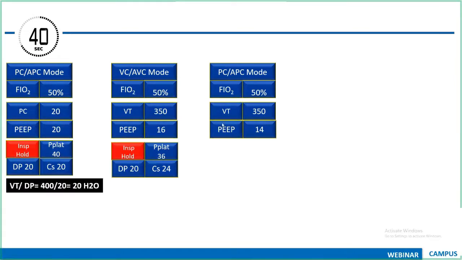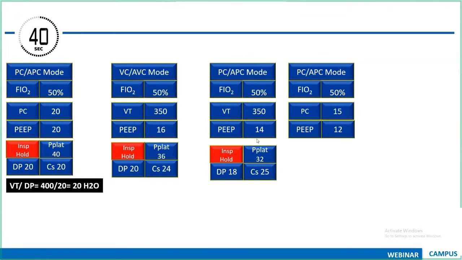So from 16 you again reduce the PEEP to 15, 14. You keep the tidal volume constant and see what is happening to the driving pressure. So at 14 you can see the driving pressure is dropping to 18. The compliance is actually slightly improving. The plateau pressure is dipping. Now you are at a PEEP of 14.